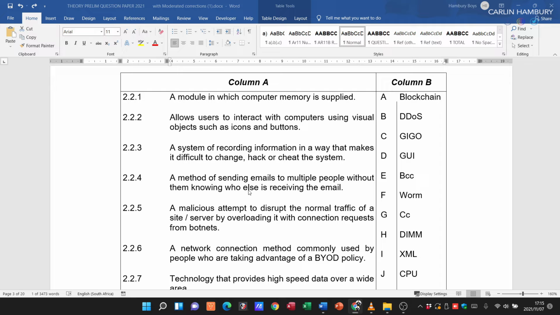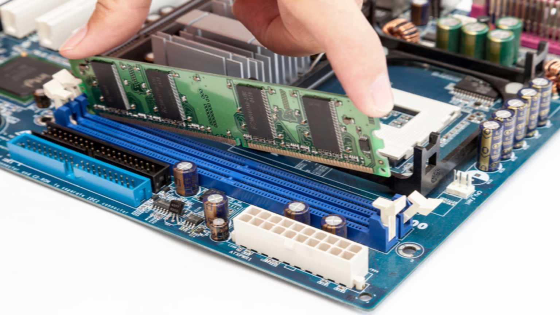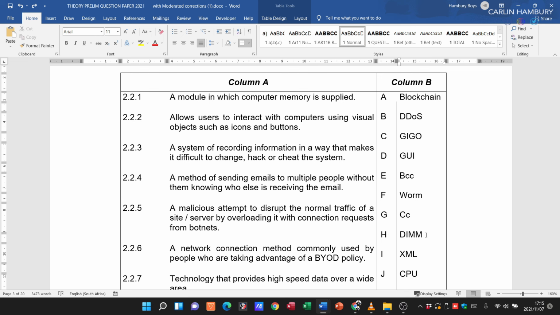So a module in which computer memory is supplied, right? A module in which computer memory is supplied, that's going to be our DIMM. Remember, these are slots where our memory physically slots into, or onto rather, the motherboard. Okay.